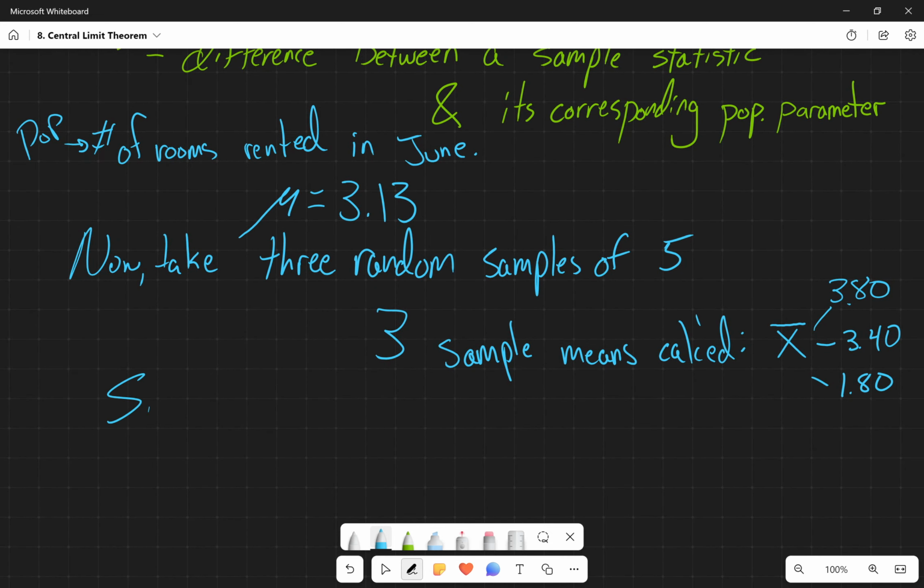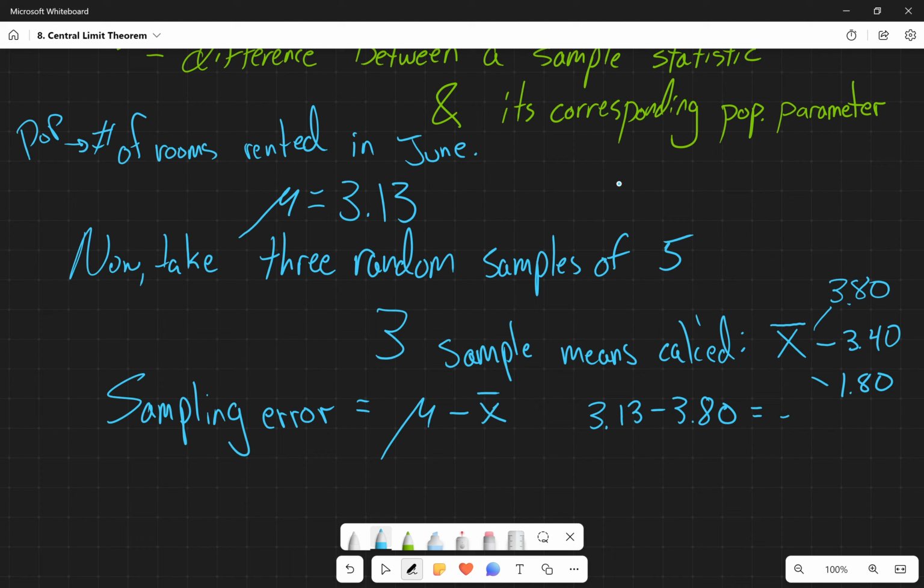So when we're talking about our sampling error, we're really just talking about the difference between the true parameter and the sample mean. So for the first one, we're going to end up with a sampling error that's 3.13 minus 3.80, which is negative 0.67.